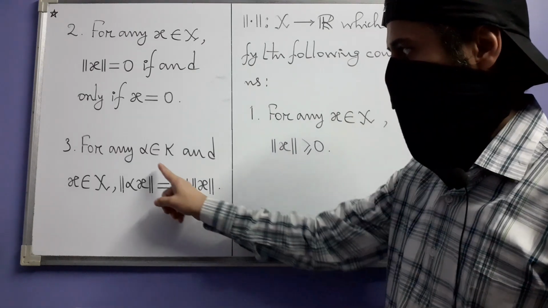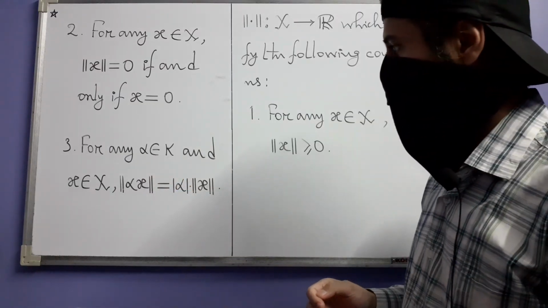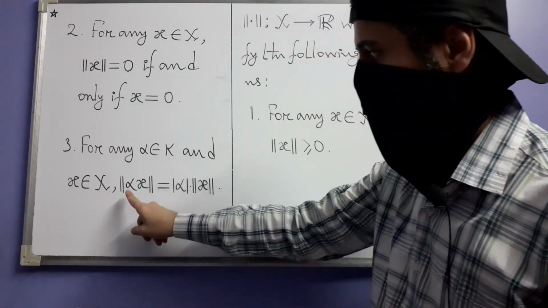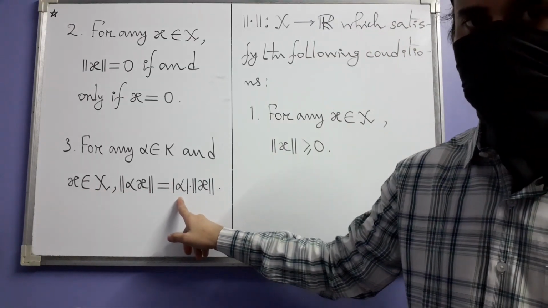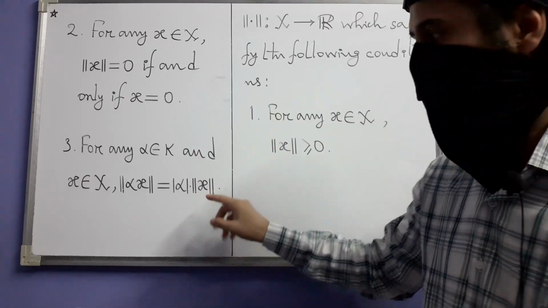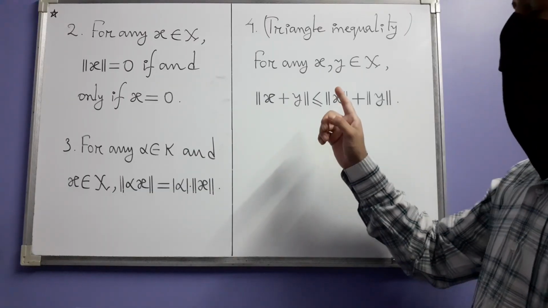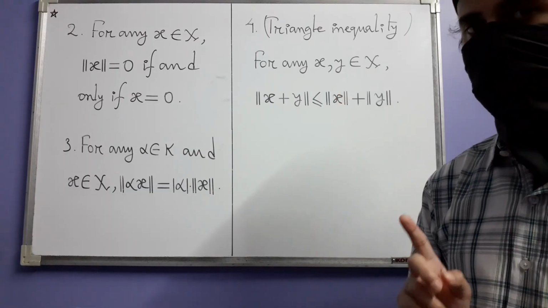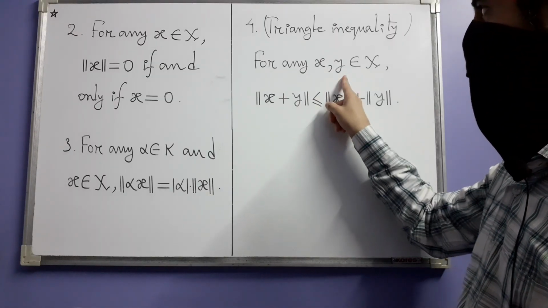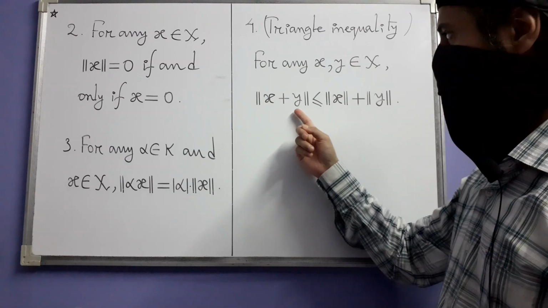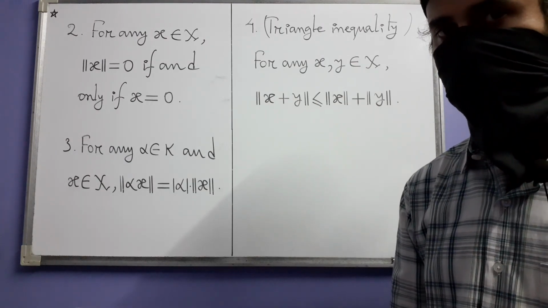Third condition, for any scalar alpha, which in general is a complex number, and any vector x, the norm value of the product alpha x equals the absolute value of alpha times the norm of x. This condition is called homogeneity. And finally, number 4, which has the name triangle inequality. This one says that for any two vectors x and y, the norm of their sum is less than or equal to the sum of their norms.